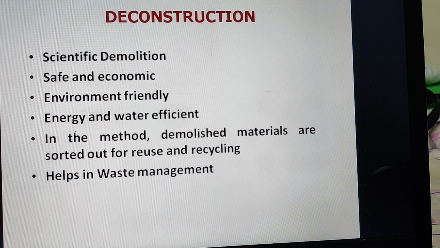So deconstruction can be called the scientific method of demolition. It is safe and economic. It is environment friendly. It is energy and water efficient. In this method, demolished materials are sorted out for reuse and recycling, and it helps in waste management.